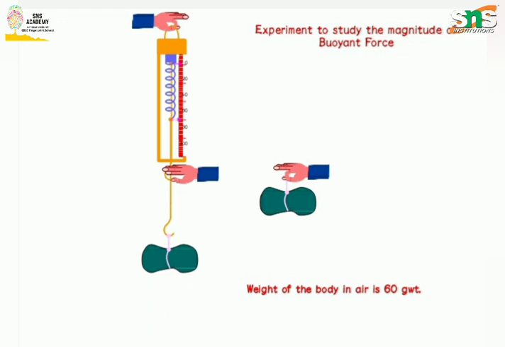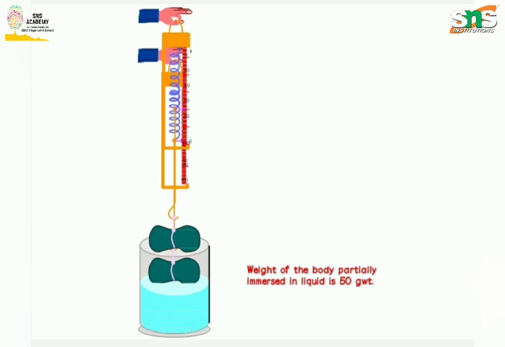Why is it coming up? What makes the mug come up? Some upward force is acting from the liquid onto the object. That force is called buoyancy. So when an object is placed in a liquid, the liquid exerts an upward force on it. This force is called buoyancy.